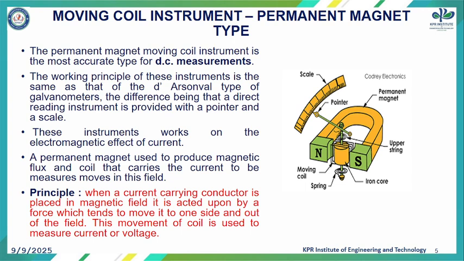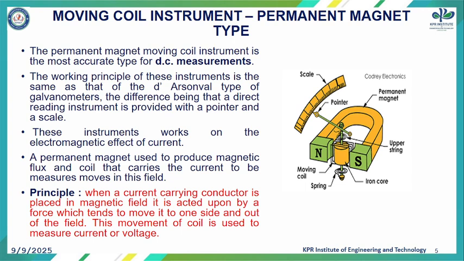Okay, in this topic we are going to discuss the moving coil instrument, which is based on the permanent magnet type. A permanent magnet moving coil instrument is the most accurate type of instrument for DC measurements. The working principle of this instrument is the same as that of the d'Arsonval type of galvanometer, the difference being that a direct reading instrument is provided with a pointer and a scale. These instruments work on the electromagnetic effect of current. A permanent magnet is used to produce a magnetic flux, and a coil that carries the current to be measured moves in the field.